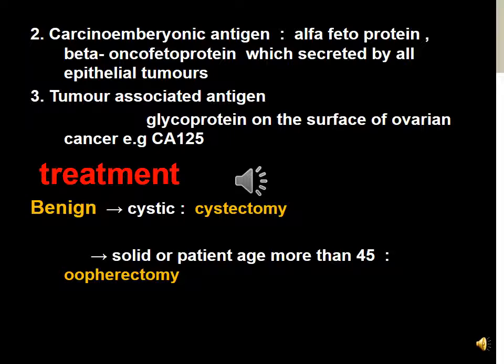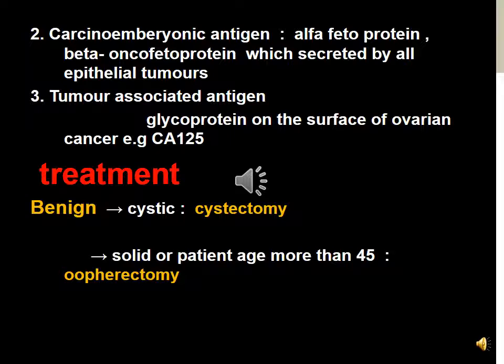The glycoprotein CA125 is the tumor-associated antigen. Now I am going to talk about treatment. How would we treat the benign tumor? How would we treat the borderline malignancy? And how would we treat the malignant tumor?